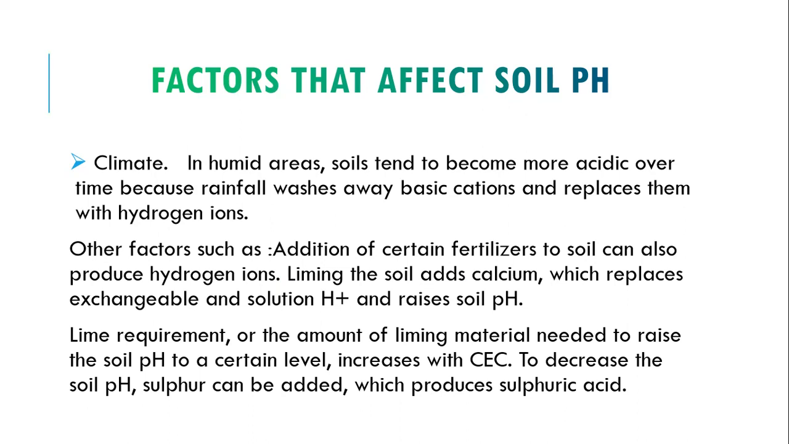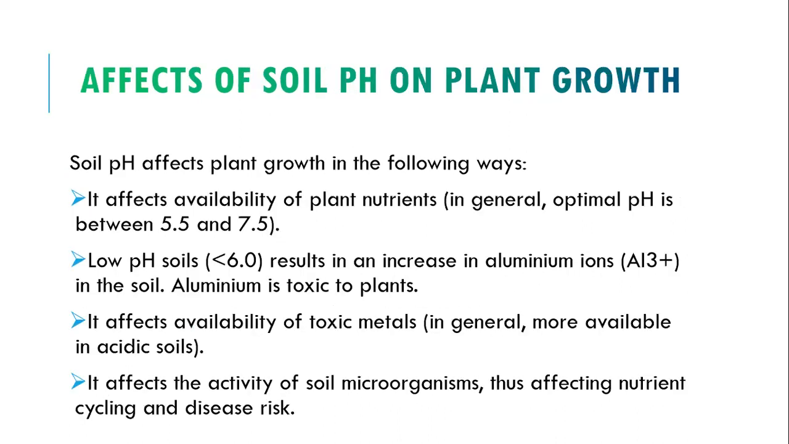Also, lime requirement, or the amount of liming material needed to raise the soil pH to a certain level, increases with the CEC, that is the cation exchange capacity. To decrease the soil pH, sulfur can be added, which produces sulfuric acid. So these are just a few of the factors.